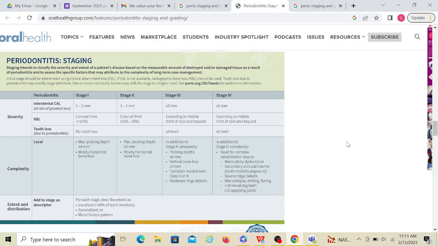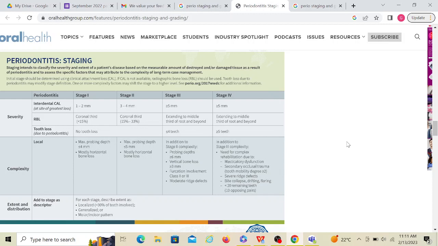Usually the gums are attached at the CEJ, but if they have gone down, you measure from the CEJ to the level that they have gone down, to the base where your probe is going. So if it has just gone down by 1 or 2 mm, and this is generalized all over, then you would say that this is stage 1. This is the severity of the disease. I will come to the complexity later on. So this is 1 to 2 mm everywhere.